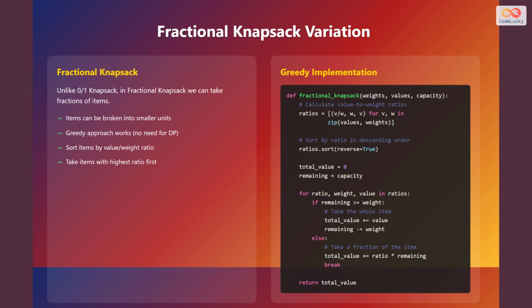First, we calculate the value to weight ratios for each item. Then we sort the items by the ratio in descending order. We initialize the total value to 0, and the remaining capacity to the original capacity. For each item, if the remaining capacity is greater than or equal to the item's weight, we take the whole item and add its value to the total value. Otherwise, we take a fraction of the item and add its fractional value to the total value, and then break the loop because the knapsack is full. Finally, we return the total value.